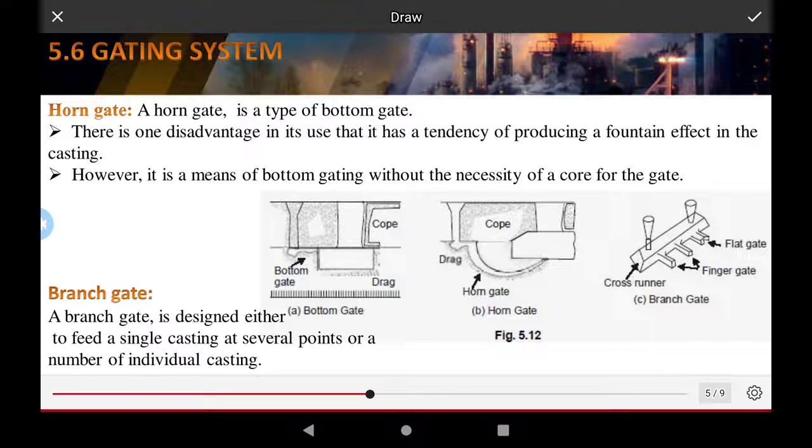This is a very complicated mold, made with this flat gate. This is the flat gate, the finger gate, and the cross runner. The branch gate: this is the top of the riser, crossing to the gate of the metal. The branch gate is designed to feed a single casting, or the runner feeds a number of individual castings.